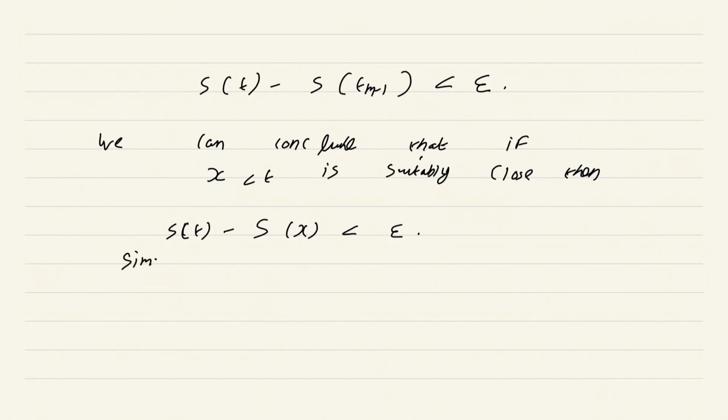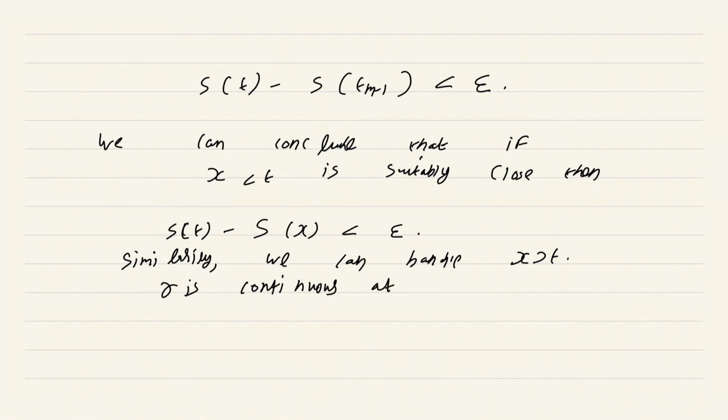Similarly, we can handle x greater than t. An analogous argument we can give. So the net upshot is that s is continuous at t. So this concludes the proof that the arc length function s is actually continuous.